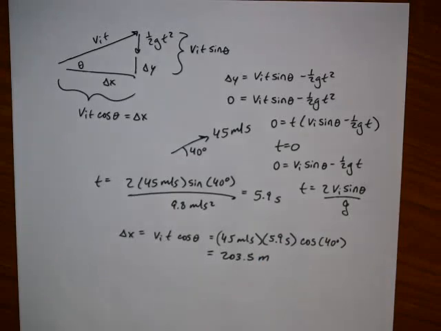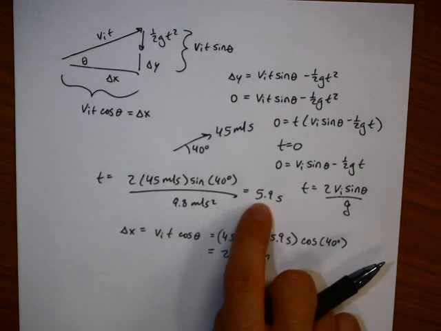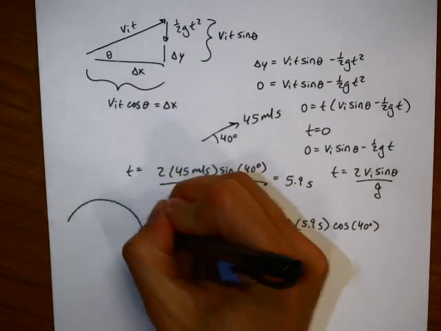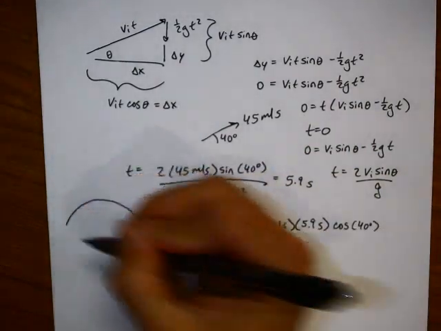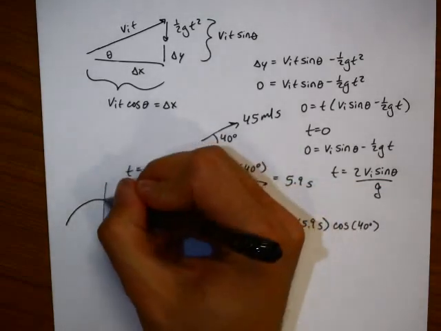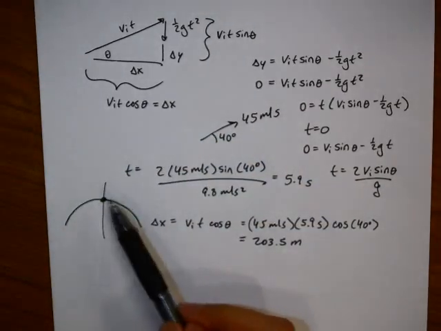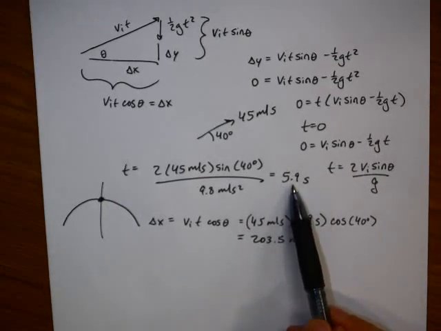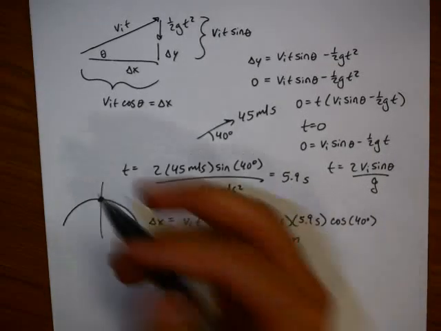Let me ask you, how long does it take to reach the highest point above the ground? Yes, you're right. It takes half of 5.9 seconds because the object's path is parabolic, and symmetric. And so halfway along its path, it reaches the highest point. That would happen at half of 5.9, which would be 2.95 seconds.